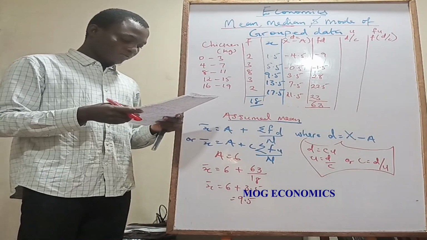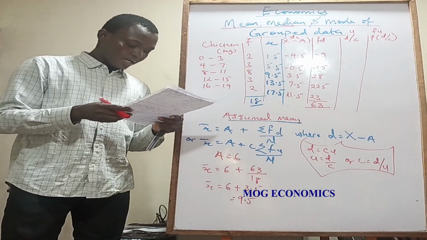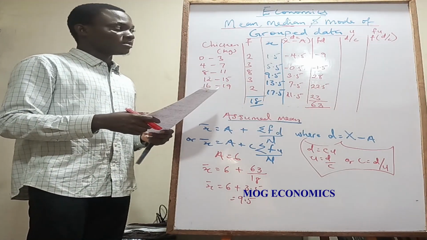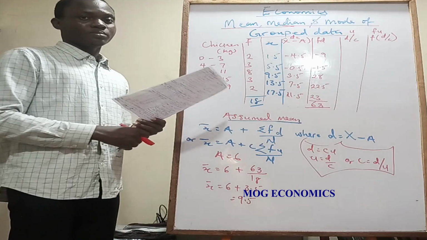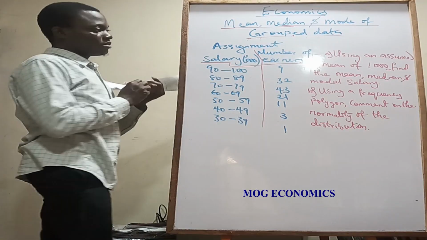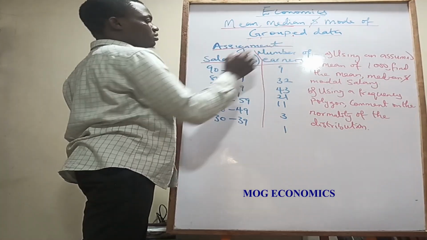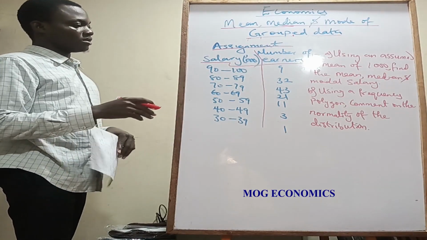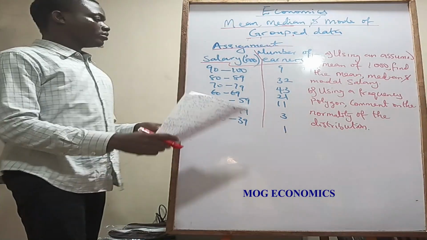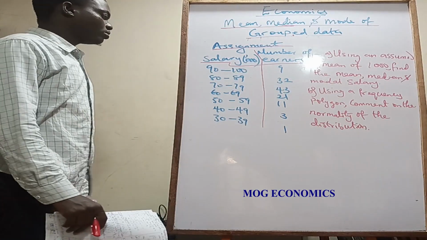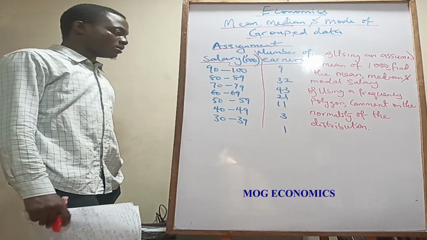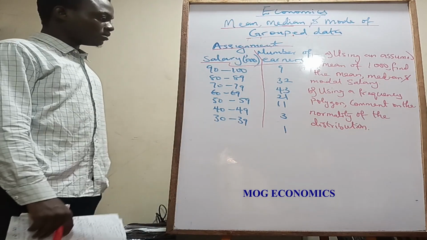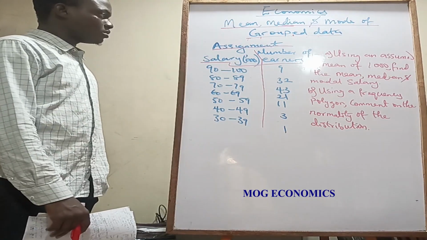Should I even still give you another assignment? Let me give you a second data set that I can actually work with. The assignment on the board: salary and number of earners, 90 to 100 down to 30 to 39. 90 to 100 is 9, 80 to 89 is 32, 70 to 79 is 43, 60 to 69 is 21, 50 to 59 is 11, 40 to 49 is 3, 30 to 39 is 1.